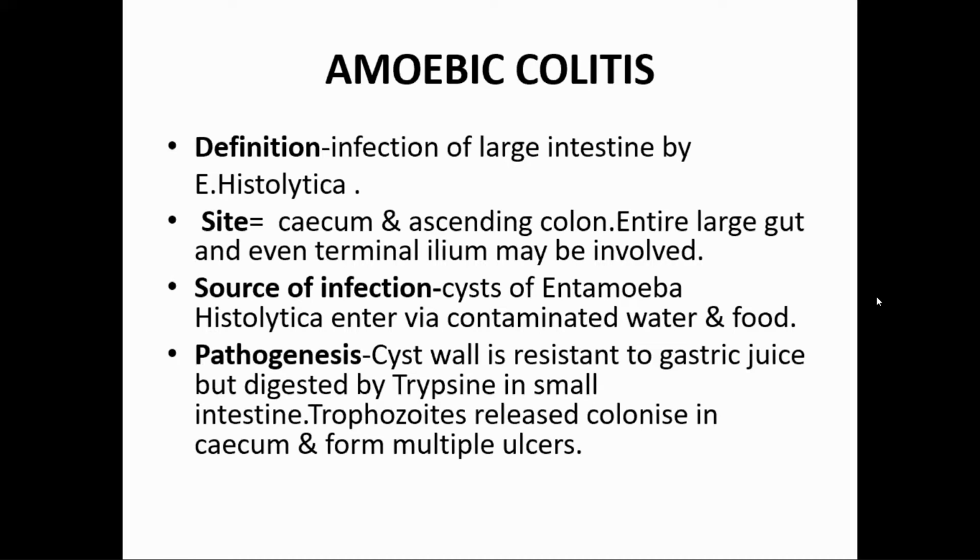Site is ascending colon and cecum. Otherwise, the whole of the large gut and terminal ileum may be involved. Pathogenesis: the cysts of the amoeba are ingested. They resist the digestion by acid pepsin, but their wall is broken by trypsin in the small intestine, and 4 trophozoites are released which colonize the colon and form multiple ulcers. Most common site, as I told you, cecum and ascending colon.